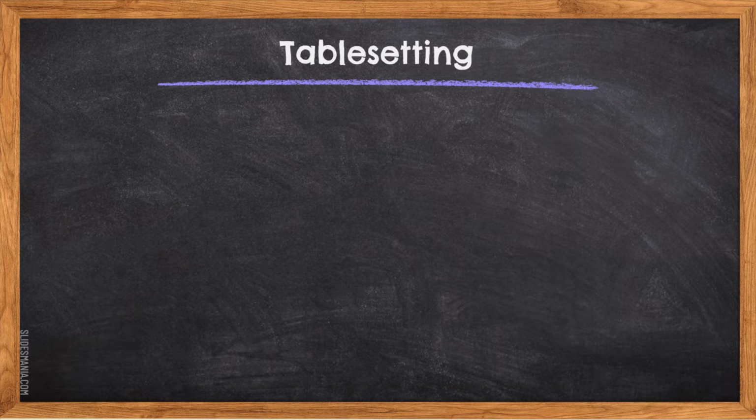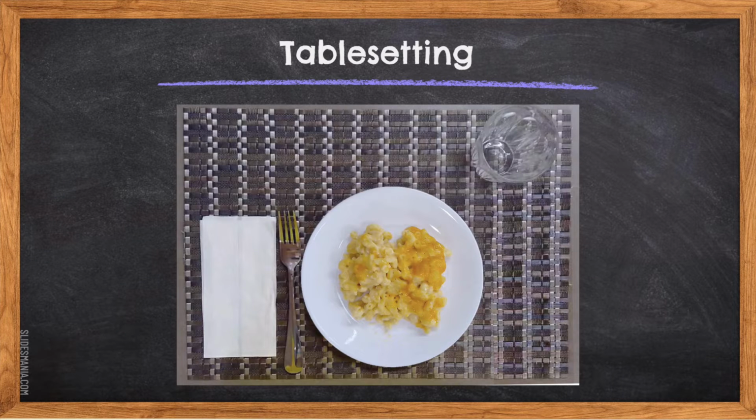Table setting. The table setting you will need for the macaroni is a placemat, a luncheon plate, a fork, a napkin, and a water glass. These are all the dishes that you need to set the table for your macaroni and cheese lab.